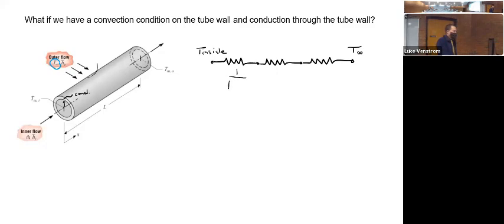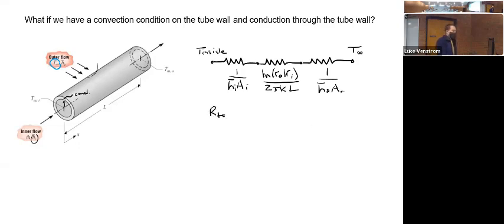So on the inside, we have 1 over h bar I, whatever the average convection coefficient is for the inside, times the area of the inner tube wall. Then we could potentially have conduction through the tube wall. Very possible. It also could be that we're told the tube is thin enough, or the thermal conductivity is high enough, that this resistance doesn't matter. And then we have convection on the outside, so 1 over h bar O times the area of the outside.